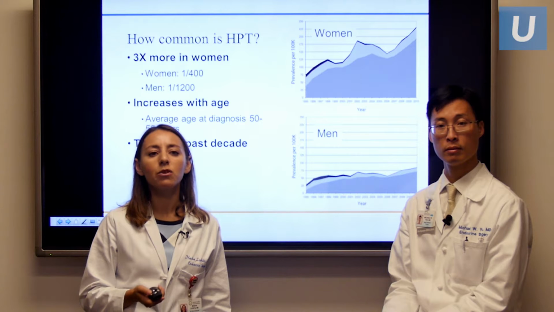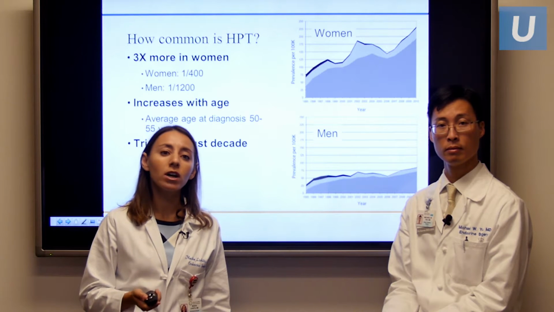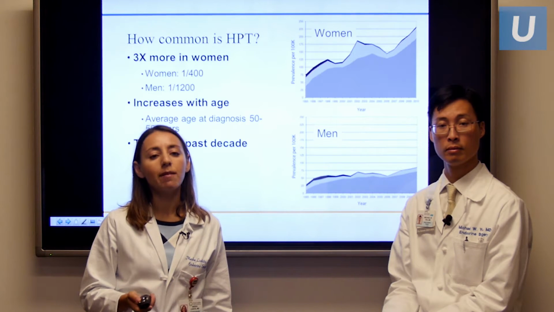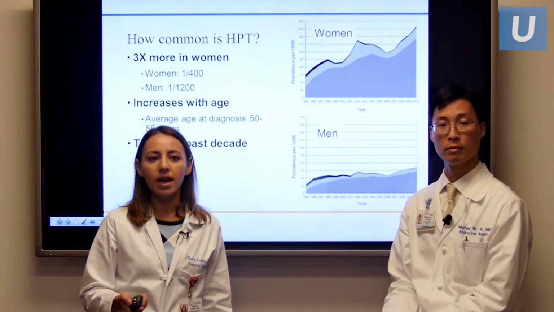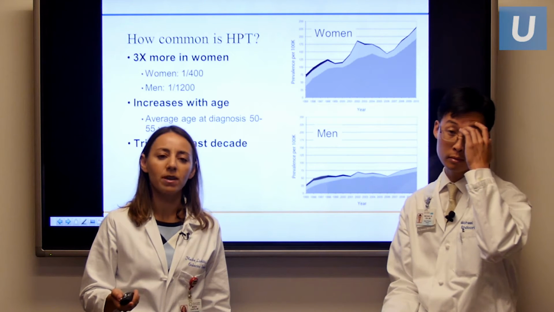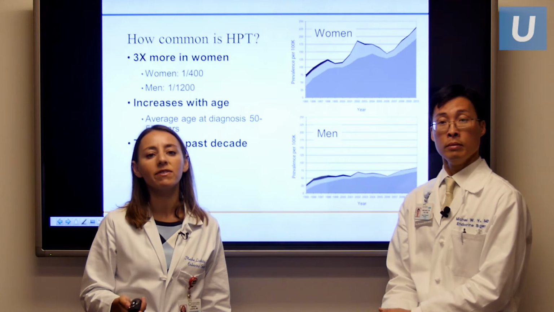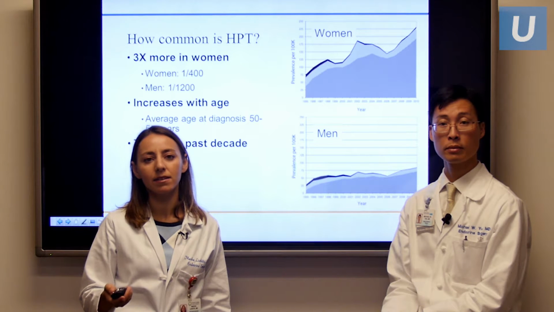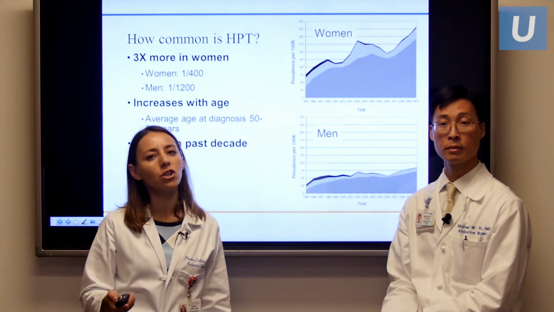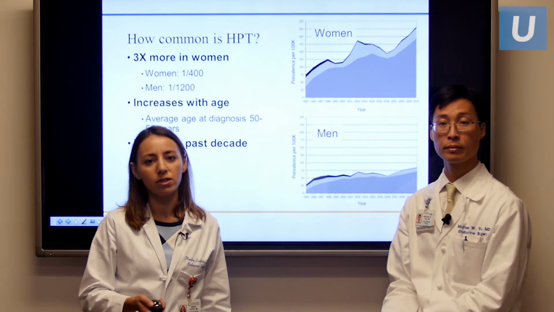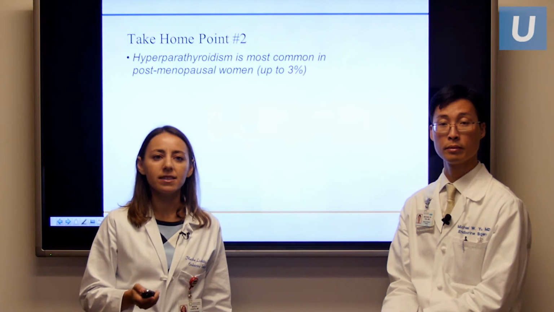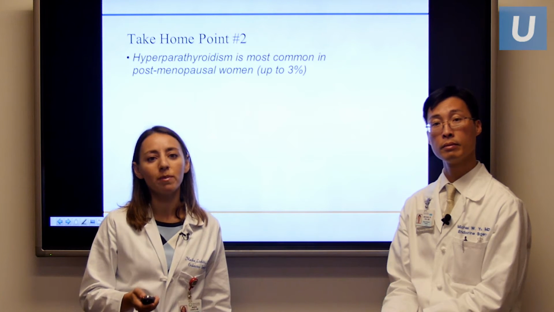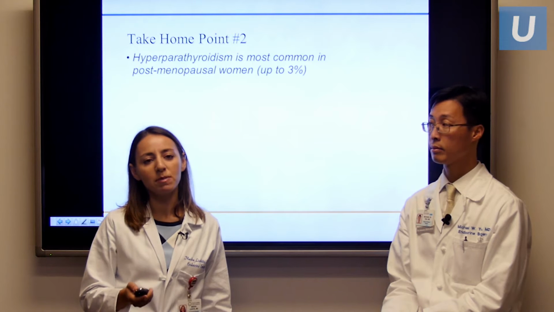It is much more common in women. So approximately 1 out of 400 women will have hyperparathyroidism compared to 1 out of 1,200 men. It becomes more common as we get older. And so the classic patient will be a postmenopausal woman. The average age of diagnosis is 50 to 55 years. And the recognition of this disorder has increased over the past decade. This is a combination of increased detection through blood tests as well as possibly other sources. So the next take-home point is that hyperparathyroidism is most common in postmenopausal women. Up to 3% of women that are postmenopausal will have it.